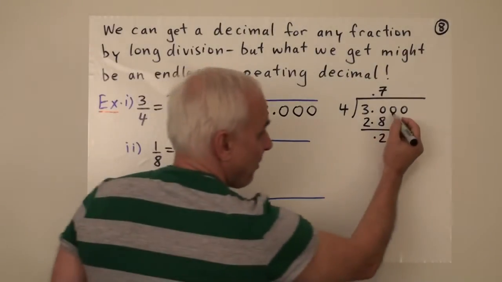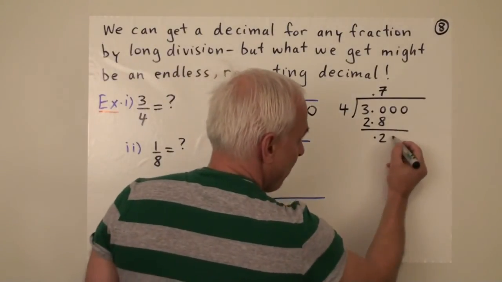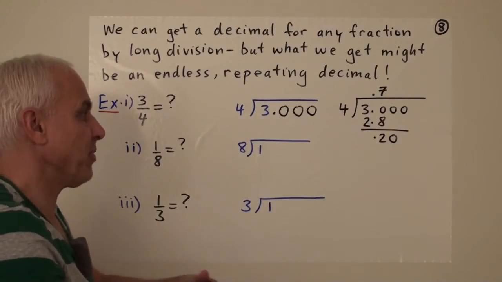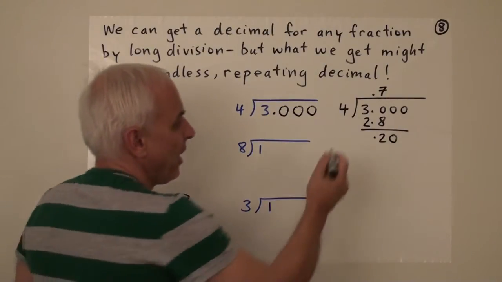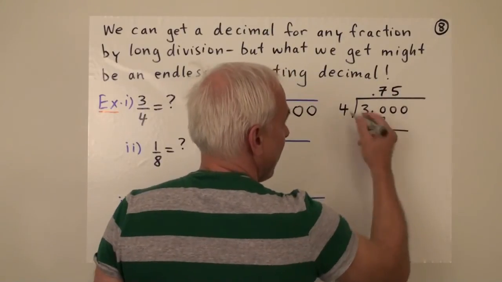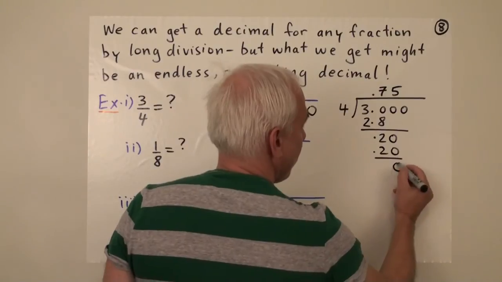Okay, now we ask how many 4s go into 2? None. But we can drop another 0 down. This is just like long division without decimals. And then we would get 4 goes into 20 5 times. And 5 times 4 is 20. Actually, there's a 0.2. And with a remainder of 0.